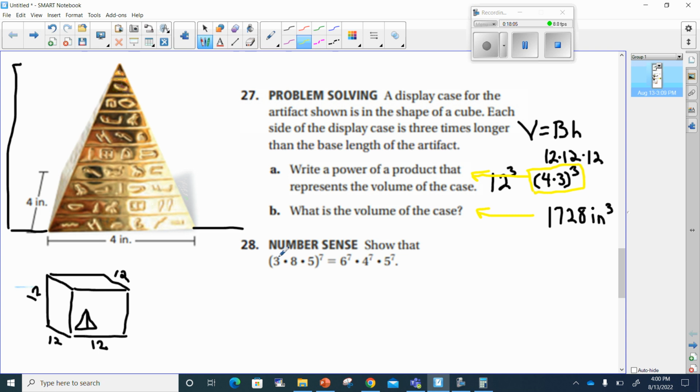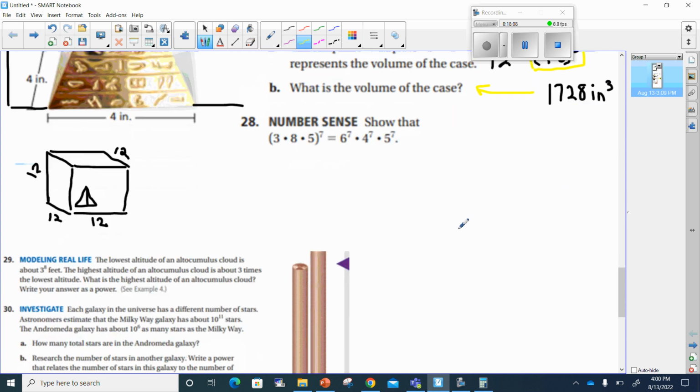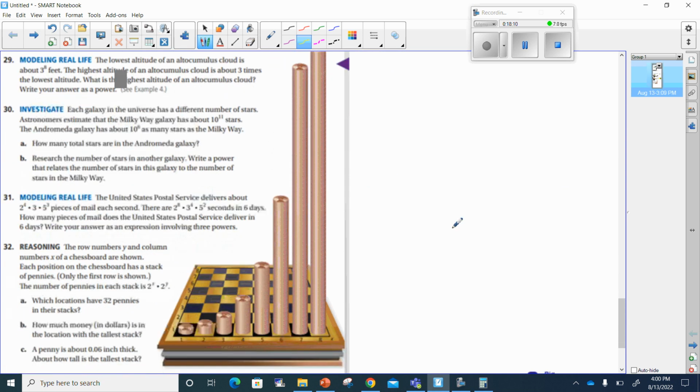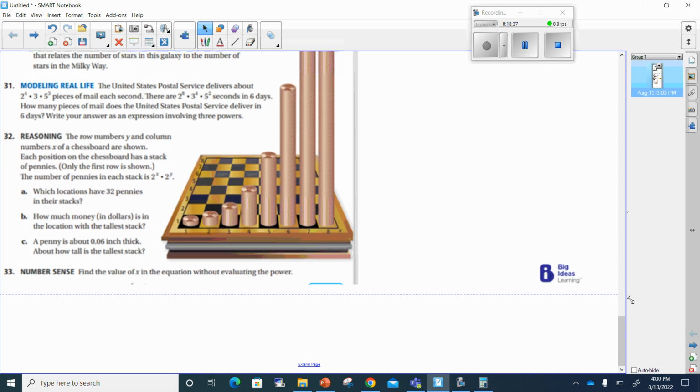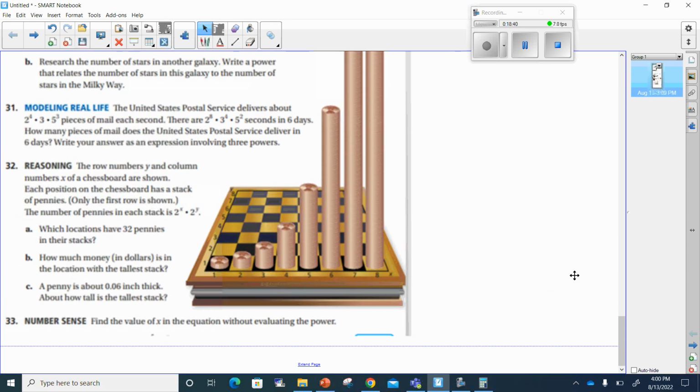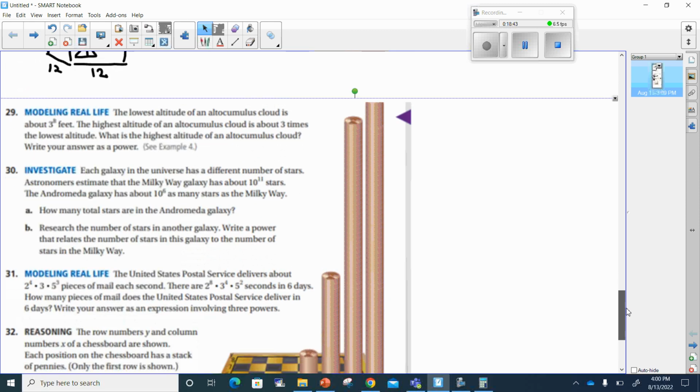All right, you got number 28. I'm going to go to number 29 here. Real life, the lowest altitude of the altocumulus cloud, wow, okay, we're talking altitudes here, is about 3 to the 8th power feet. And I want to make sure that says to the 8th power. I'm just going to make this a little bigger. There we go. You should be able to see it just a little bit better now. Definitely 3 to the 8th power.